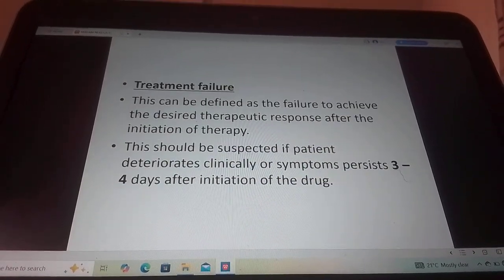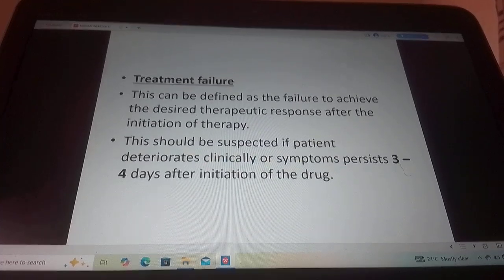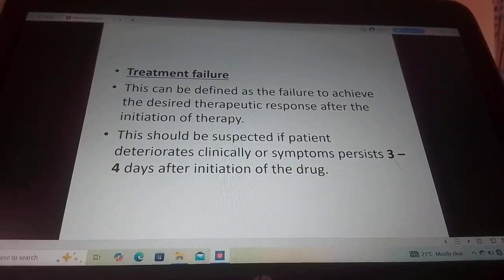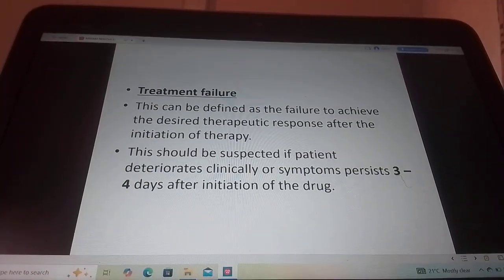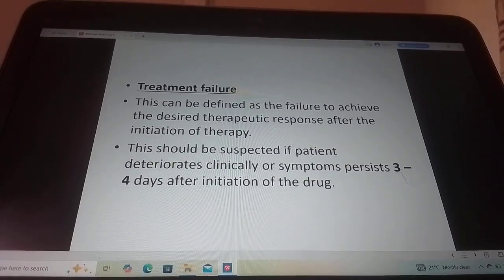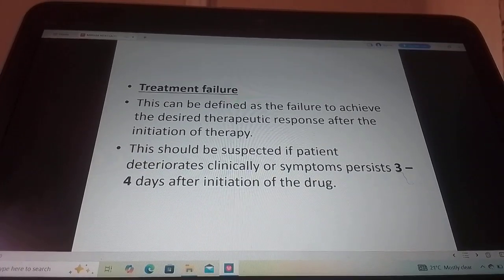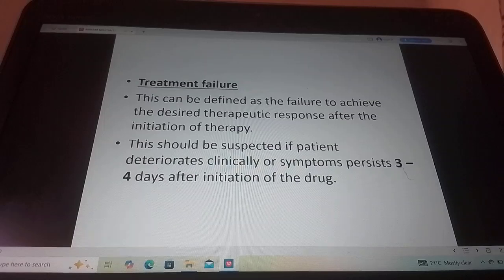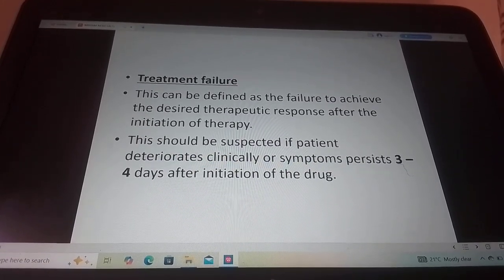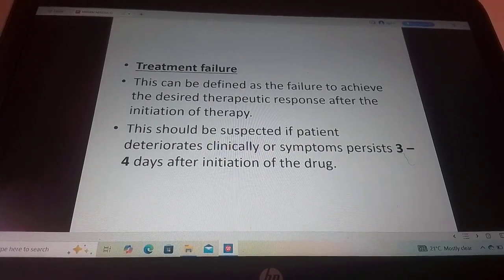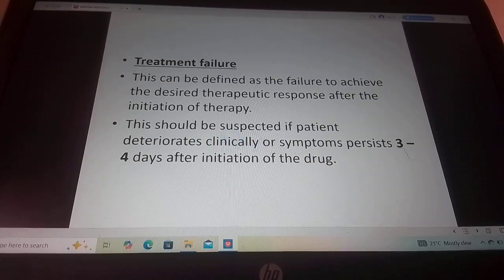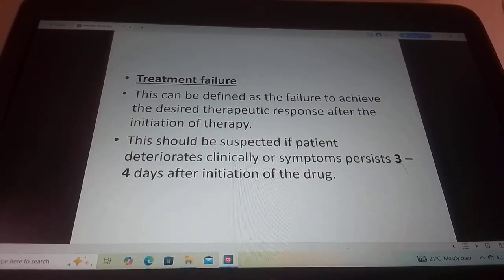So that is it. Then treatment failure. If at all we have treatment failure, it's defined as failure to achieve the desired therapeutic response after the initiation of the therapy. If it's suspected, then remember the patient will deteriorate clinically, and the symptoms may persist for 3 to 4 days after the initiation of the drug.